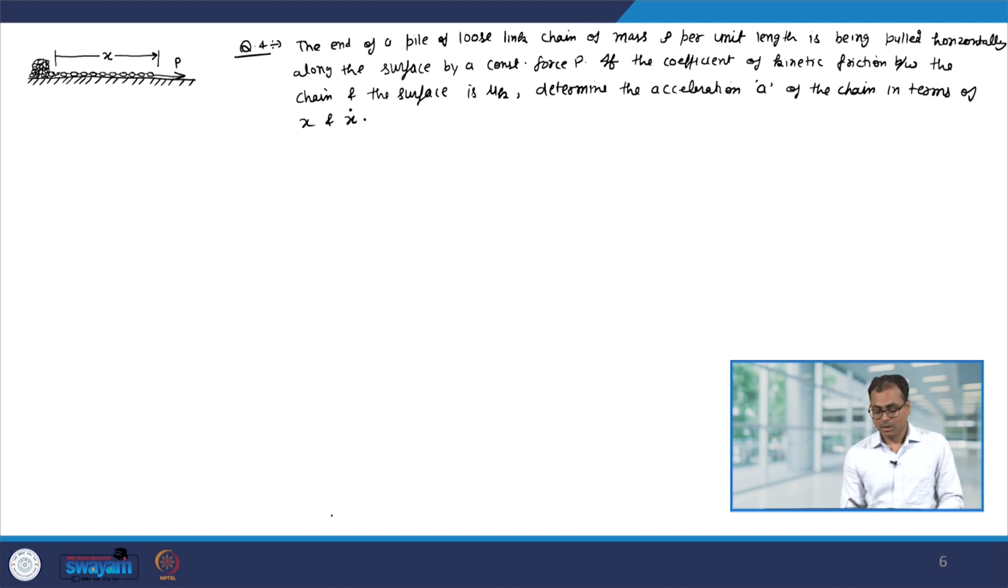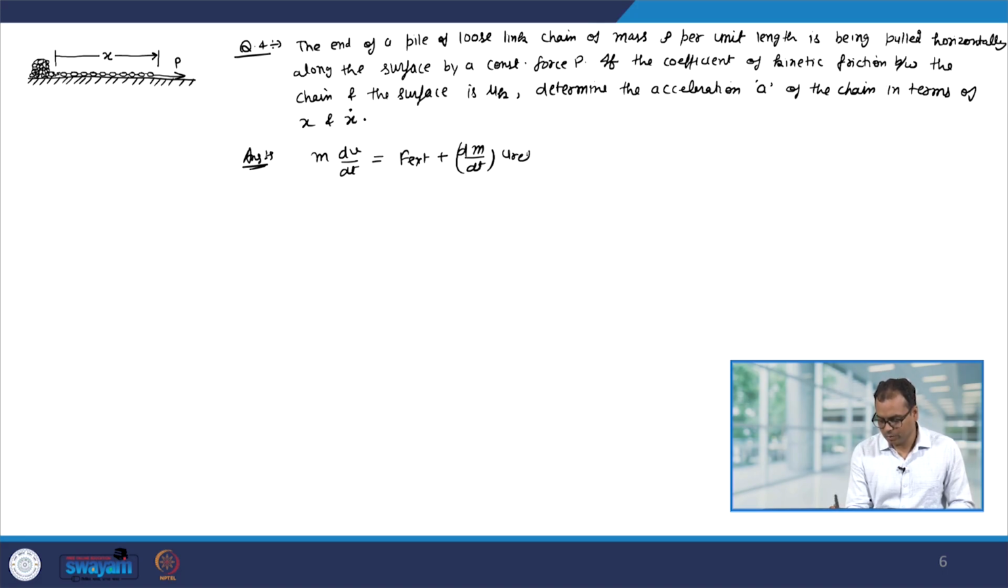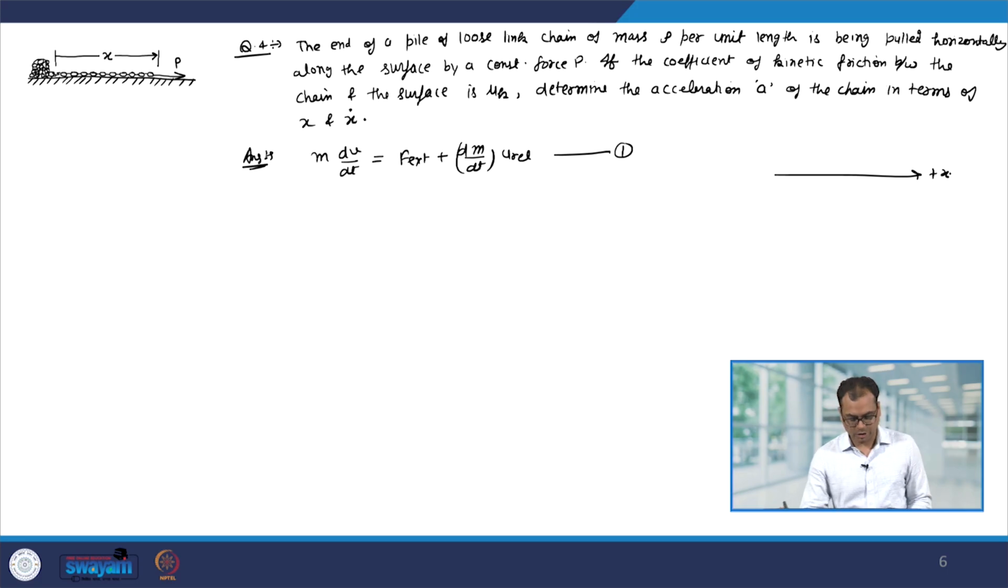Okay. So, obviously, it is a variable mass problem. Therefore, we can use m dv by dt equal to F external plus dm by dt into u rel. Let us call it equation number 1, and let us choose this as our positive x direction. In the question we have been asked to find the acceleration A, that means dv by dt.